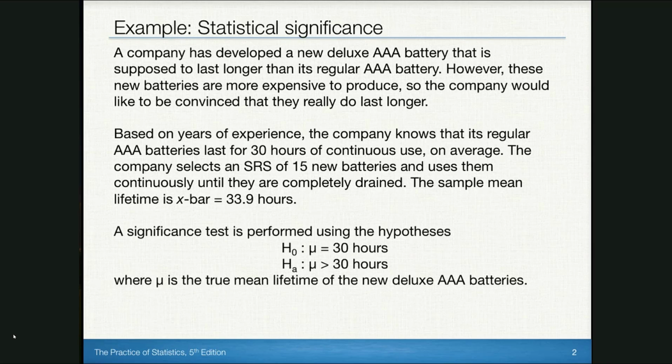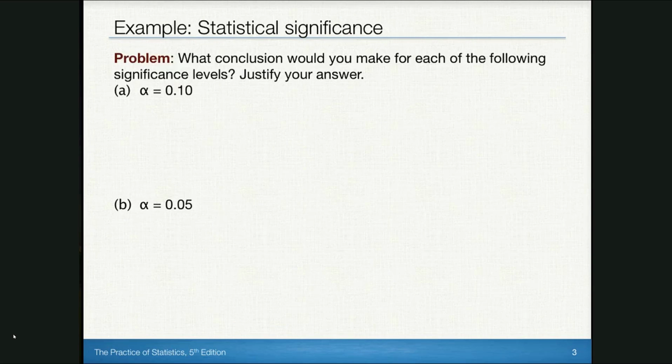Now, a significance test is performed using the following hypotheses. The null hypothesis is that mu equals 30 hours, and the alternative hypothesis is that mu is greater than 30 hours, where mu is the true mean lifetime of the new deluxe AAA batteries. Now let's suppose the resulting p-value is 0.0729. What conclusion would you make for each of the following significance levels?